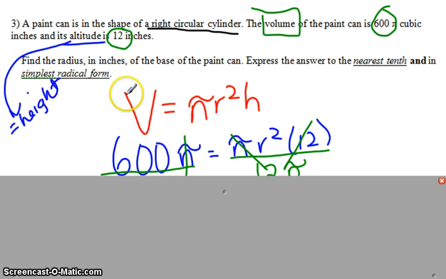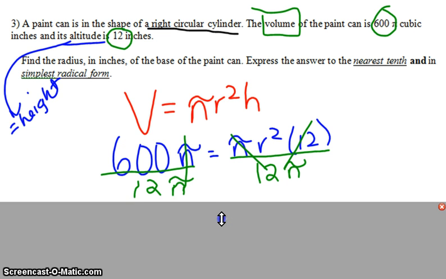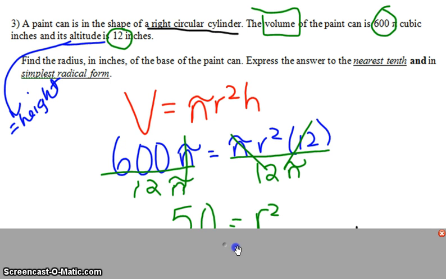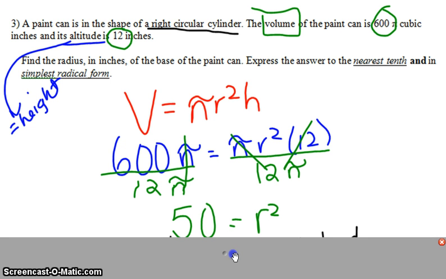So where you see the V for volume, you're going to replace it with 600 pi. Pi r squared. R is what we're looking for, and the H, which is the height, is what they told us the altitude is. We substitute them in, and then we're going to divide by 12 pi because we want to isolate that variable r. So then we have r squared is equal to 50.